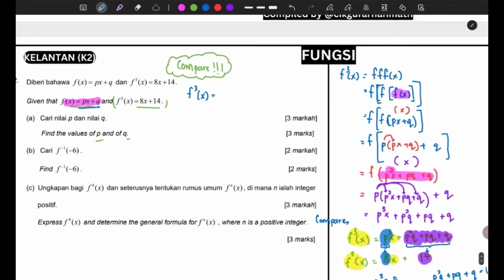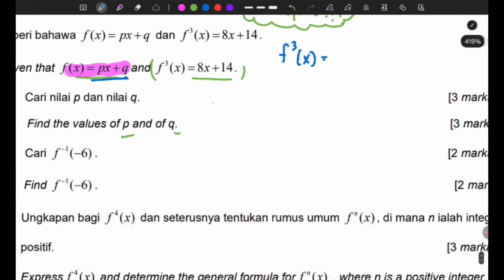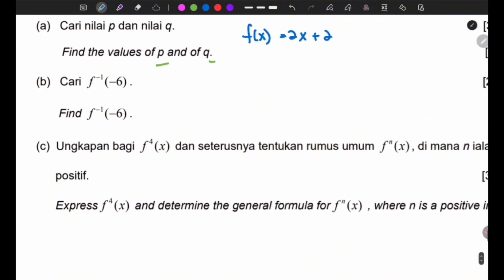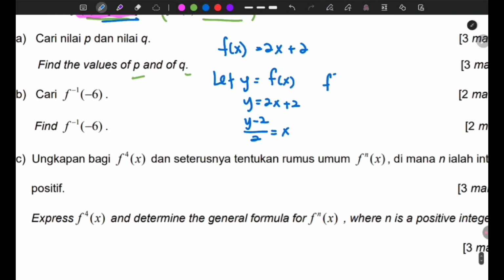Next, find the f inverse. So you know your p and q already, which is f(x) is 2x plus 2, because p and q are both 2. So replace p with 2, q also 2. Now you can find your f inverse. Let y equal f(x), so 2x plus 2. So (y minus 2) over 2 equals x. That means this is your f inverse of x.